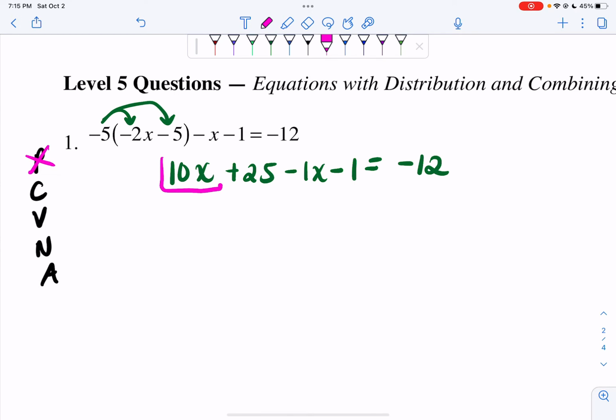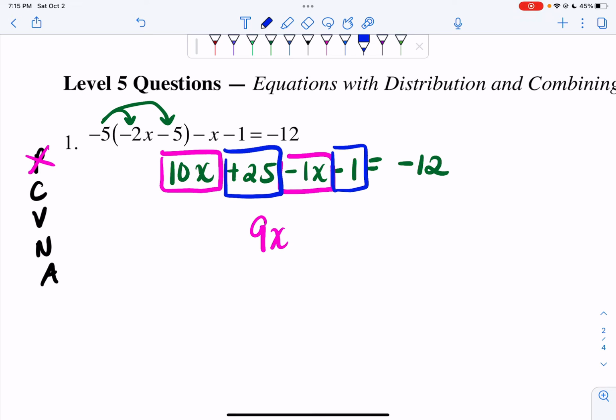I have to ask myself what a like term is with my 10x, and it's minus 1x. Make sure that you actually box in that sign. So you need to box the negative 1, not just 1. 10x minus 1x is 9x. Now, what's a like term with positive 25? Well, it's minus 1. 25 minus 1 is positive 24. So I have 9x plus 24 equals negative 12.